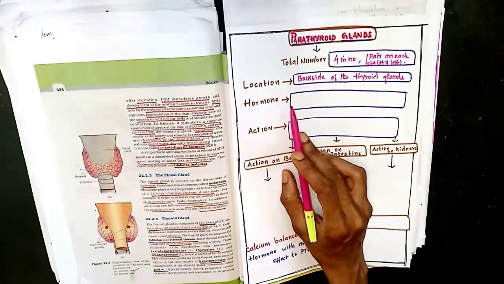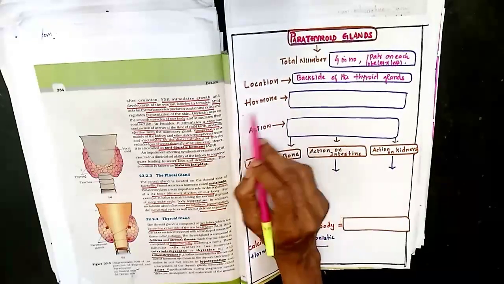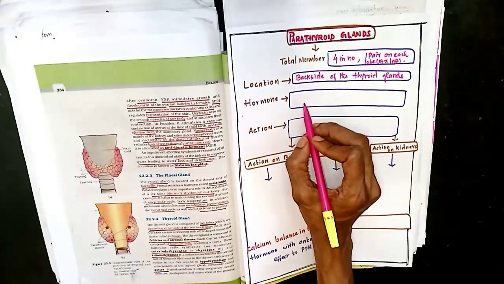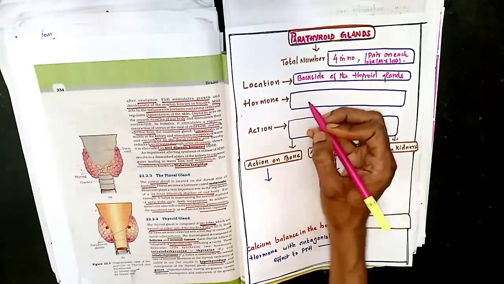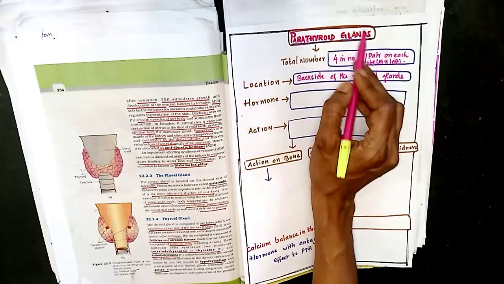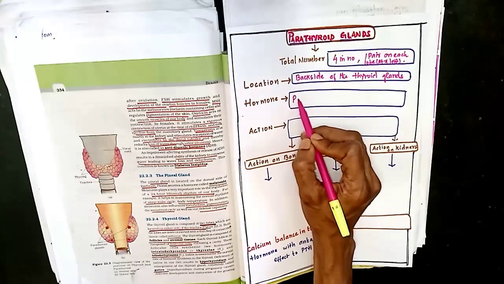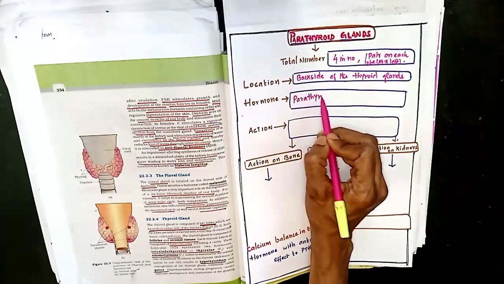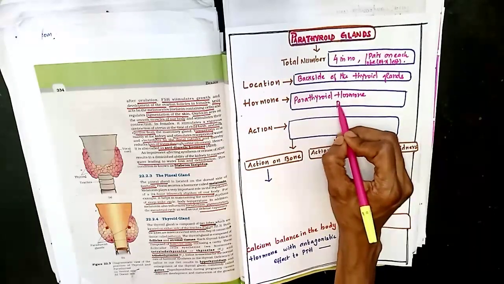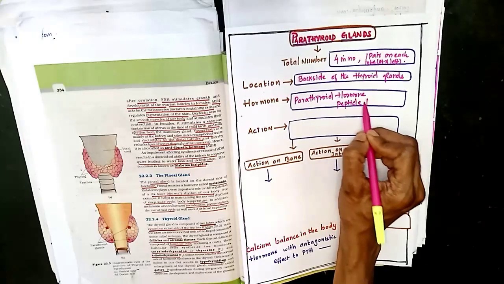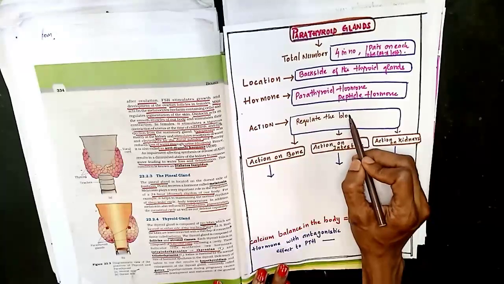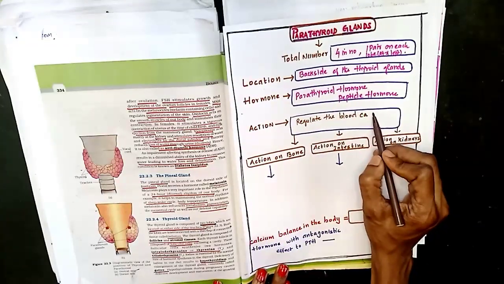So what does this gland secrete? It secretes a hormone. Hormones are chemical substances which are helpful in carrying out the various metabolic activities of the body. The name of the hormone secreted by the parathyroid glands is called parathyroid hormone. This is a peptide hormone. The main action of parathyroid hormone is to regulate the blood calcium level.